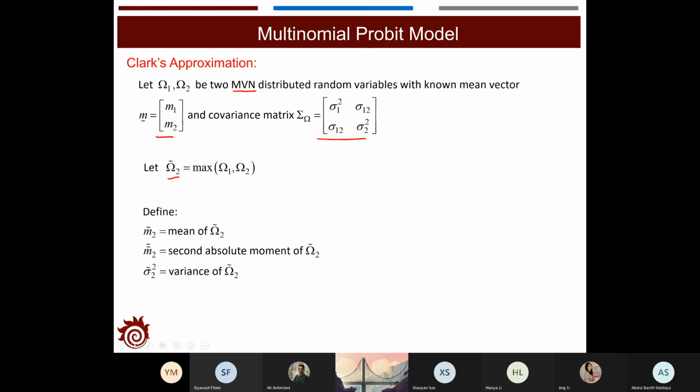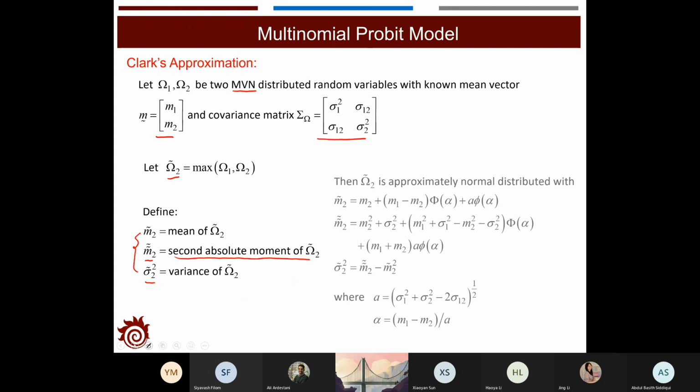And with that, we assume that we can get M2 tilde as the mean of omega 2 tilde, M2 double tilde as the second absolute moment of omega 2 tilde, and sigma 2 squared as the variance. So we can get, with Clark's approximation, for omega 2 tilde, the mean as M2 plus (M1 minus M2) times capital Phi of alpha plus A times little phi of alpha.